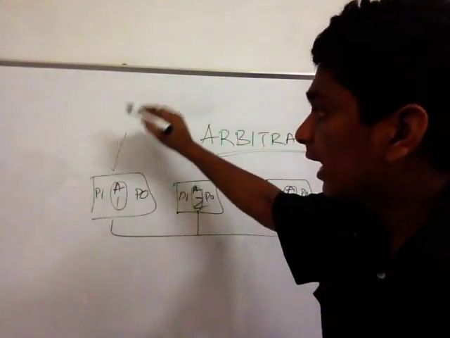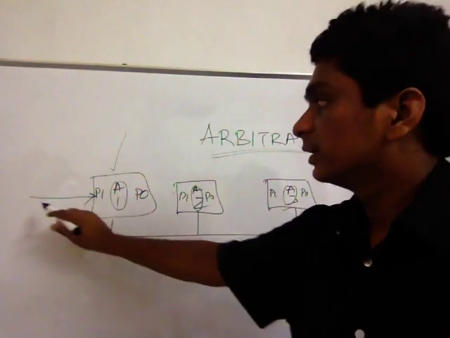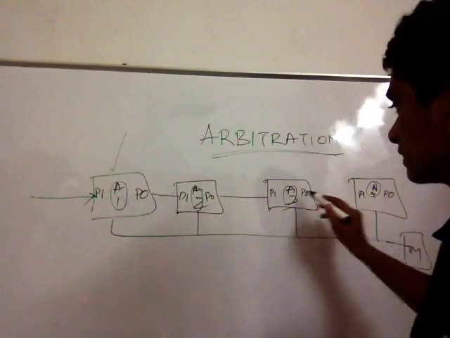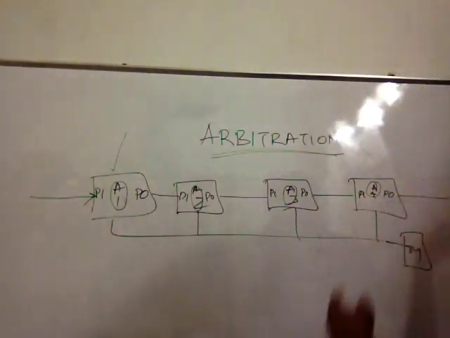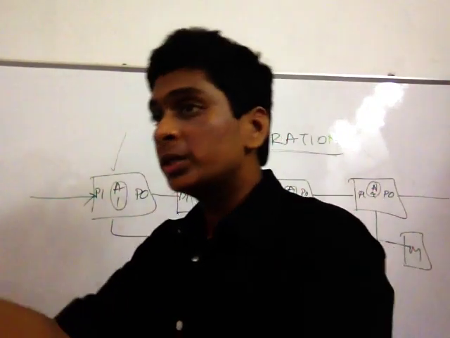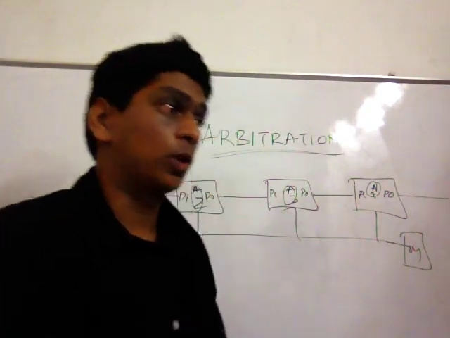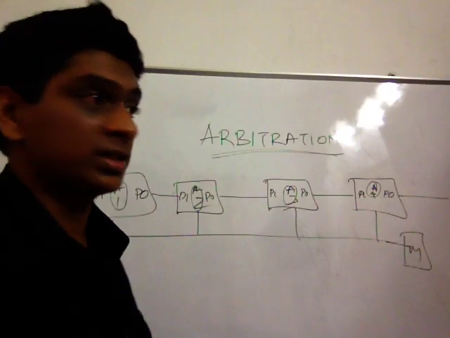This is given the highest priority. This is the priority input line. This is a bus, this is a bus, this is a bus, and so on. It continues for however many processors or arbiters you are connecting. It is totally up to you, because you are the hardware designer there.